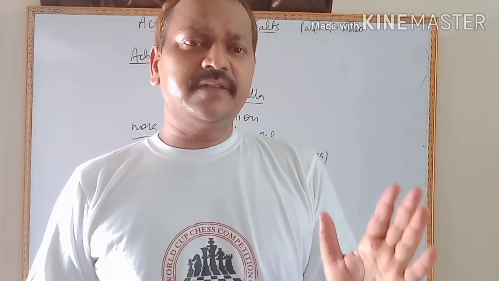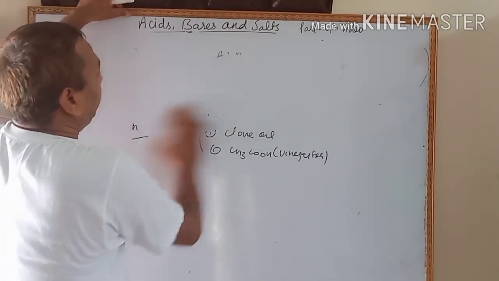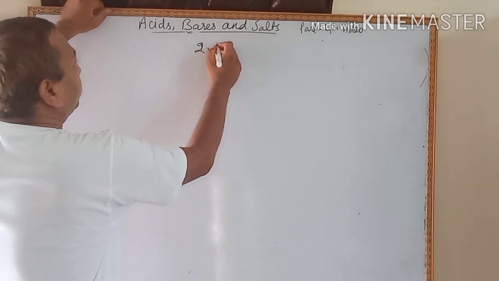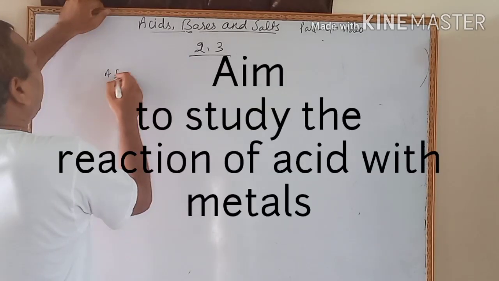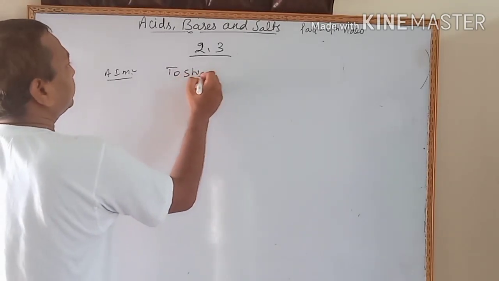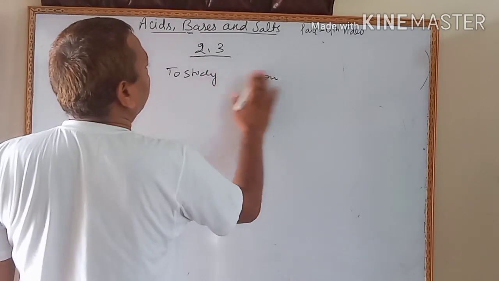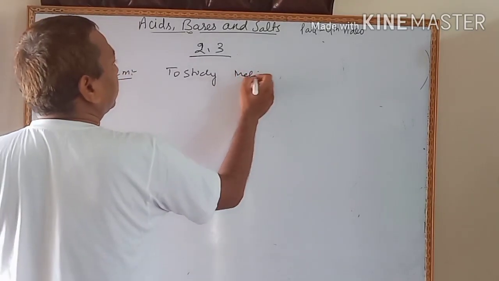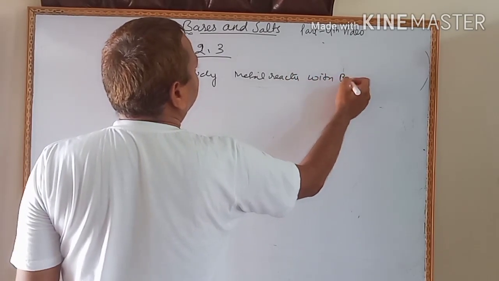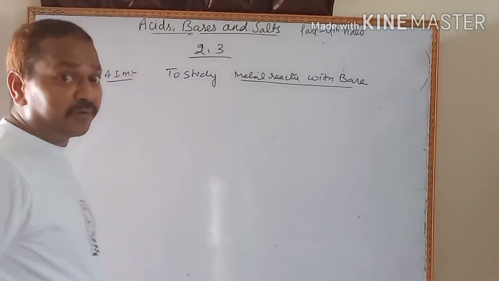Now the next activity is very important. Activity 2.3. Aim: to study the reaction of metal with base. Metal reacts with base.